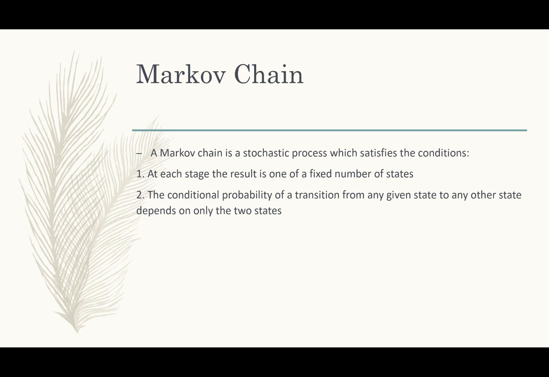So a Markov chain is a stochastic process which satisfies the conditions. One, at each stage, the result is one of a fixed number of states. I know this makes no sense to you right now, but it will eventually. Maybe if you watch this video to the end and then go back to the beginning and watch again, you'll be like, oh, now it makes sense. That's probably how it's going to work. Two, the conditional probability of a transition from any given state to any other state depends on only the two states.